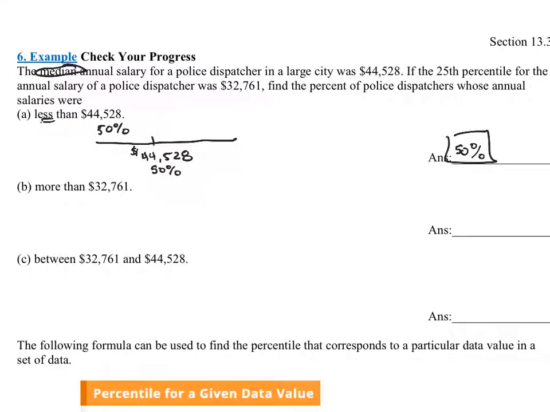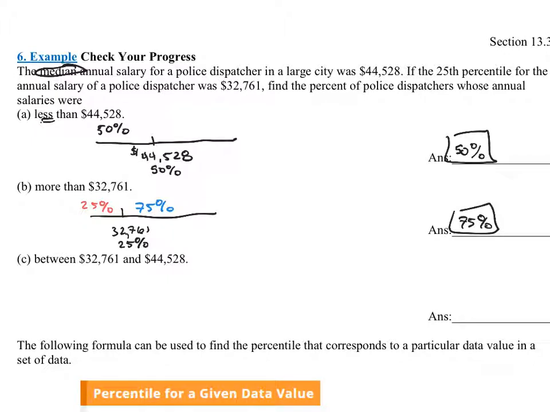Let's look at part B. It says, how about more than 32,761? Well, $32,761 is the 25th percentile. So if it's the 25th percentile, that means 25% are below it, which makes 100 minus 25, 75% being above it. So the answer there would be 75%.